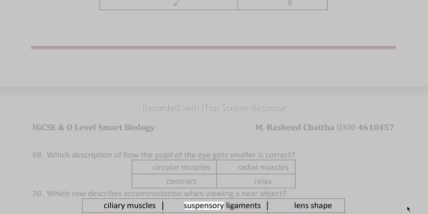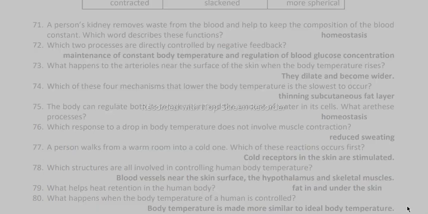70. Which row describes accommodation when viewing a near object? Ciliary muscles contracted, suspensory ligaments slackened, lens shape more spherical.